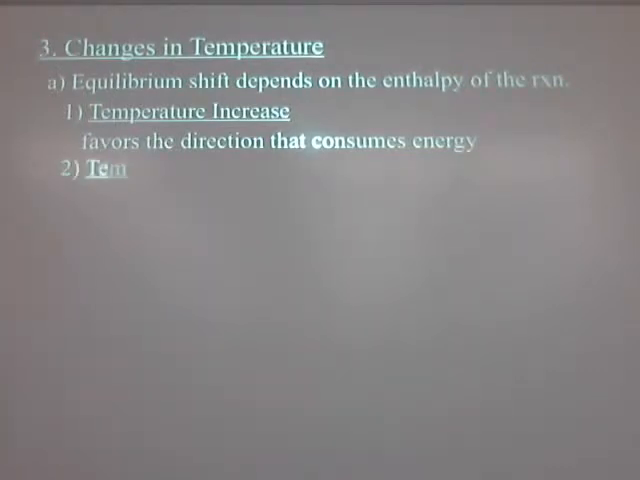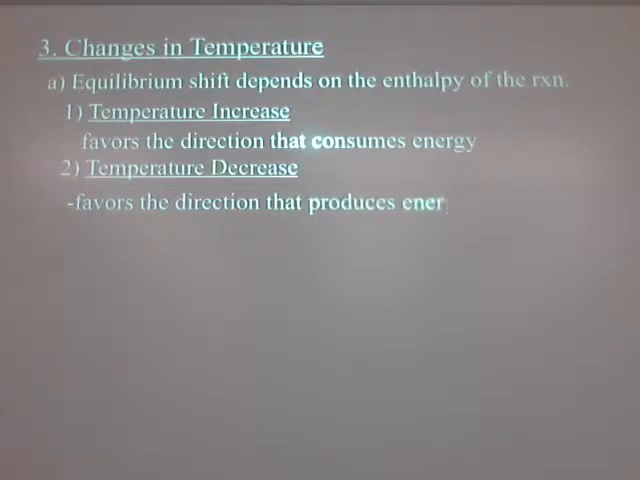And of course, by the temperature decrease, what's going to happen? It's like removing energy from the system. It's going to try to replace it. It's going to favor the side that produces energy.